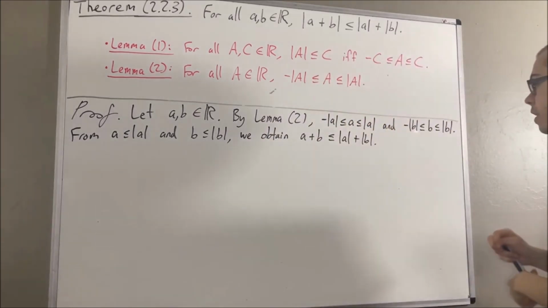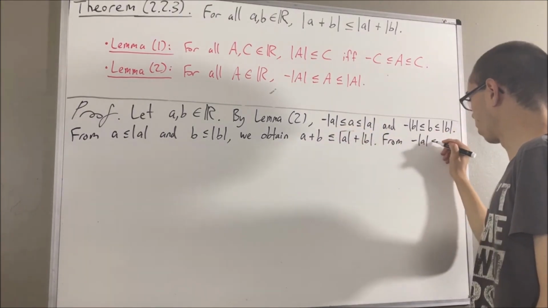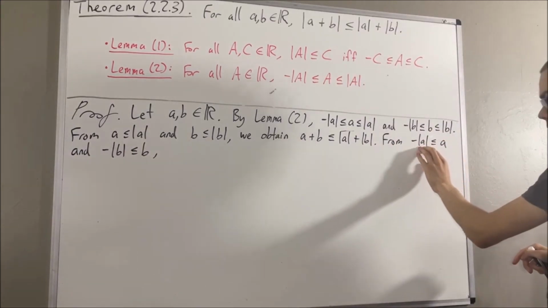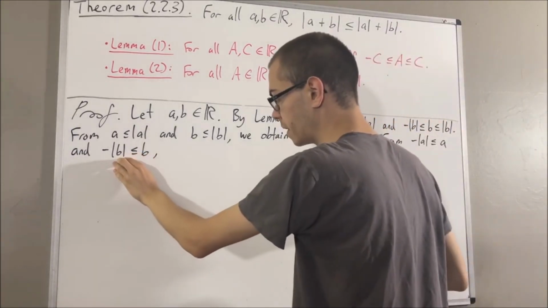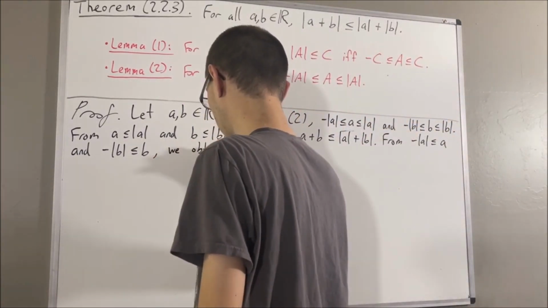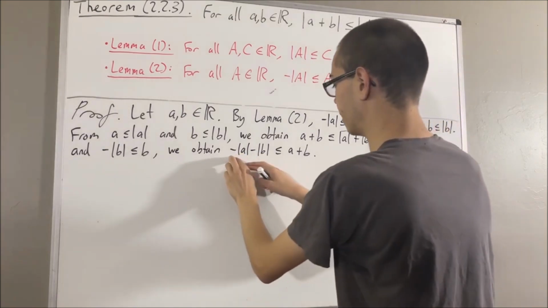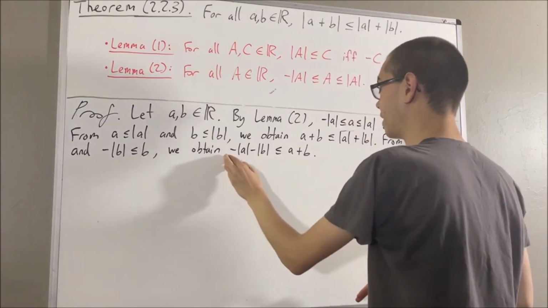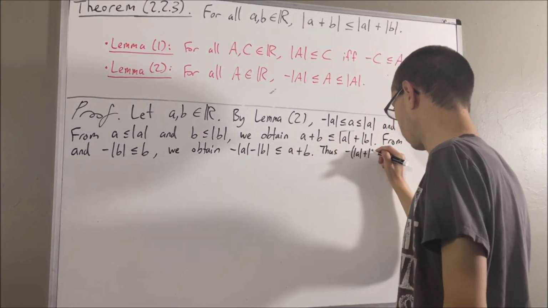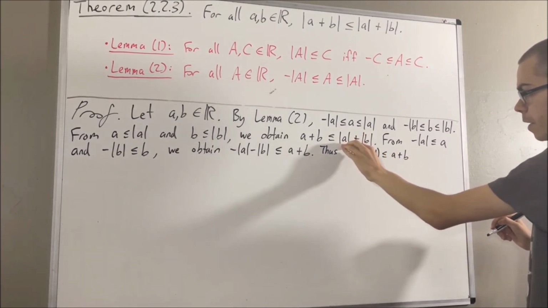And similarly, if we focus on these two inequalities, we have that the negative of the absolute value of a plus the negative of the absolute value of b must be less than or equal to a plus b. Now, we can take this and factor out a negative, so that we get the negative of the absolute value of a plus the absolute value of b.